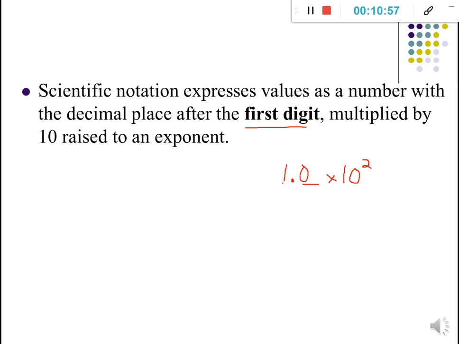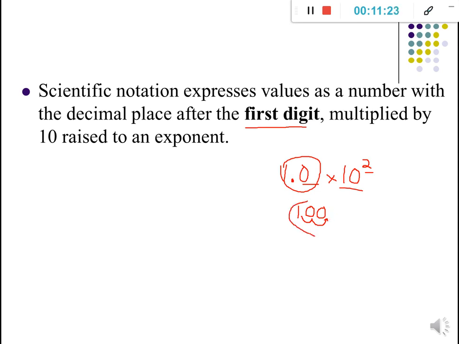So for example, if I had 1.0 times 10 to the positive 2, that would mean I have 1.0 that I'm multiplying by 10 twice. So I would have a value of 100. So this decimal place has been moved 1, 2 to the right. We've multiplied by 10 twice to get to the actual value.